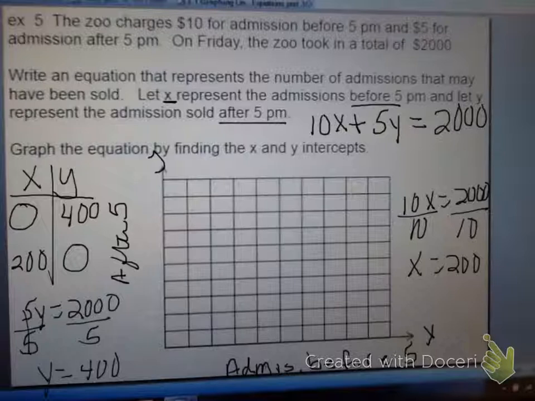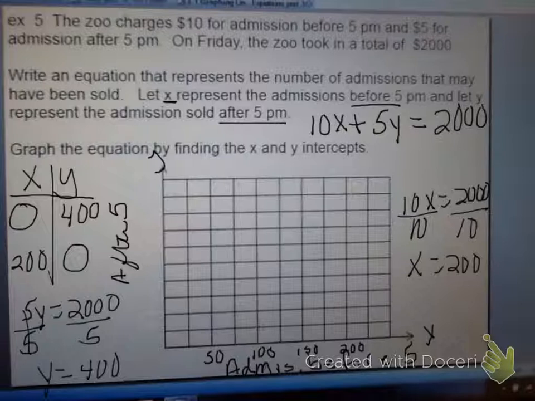Now you can decide what to count by. I think I'm going to count by 25s, but I'm going to label every other line. So this is 50, this is 100, 150, 200.